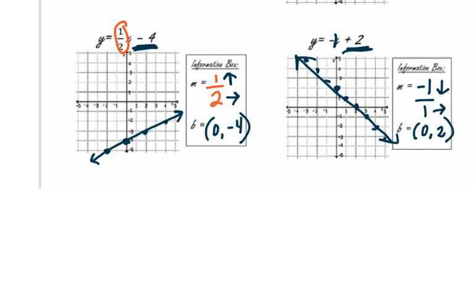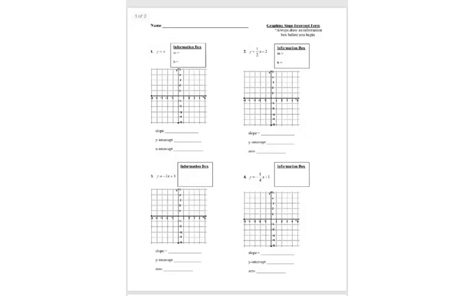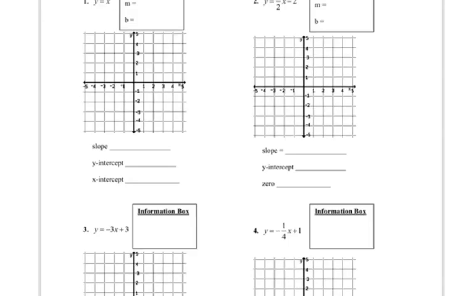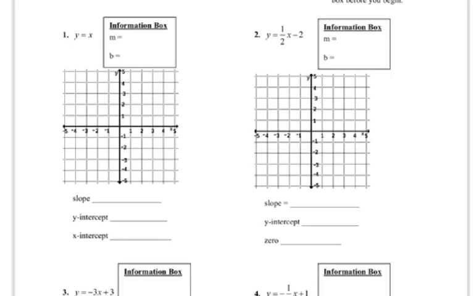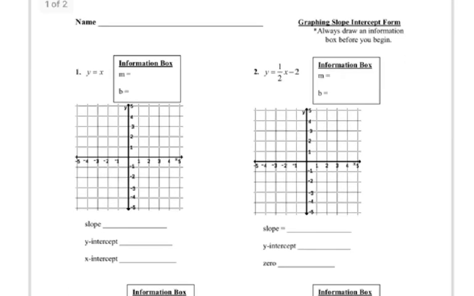So let's look at the next page, where we're going to do the exact same thing, except we have some words that we're going to answer here at the end. So flip over to the back and find this page for me. So what it says is when you graph slope-intercept form, it is very helpful to draw an information box before you begin. So in these examples, I gave you an information box that you can use. So we use this because we need to figure out what M is, and we need to figure out what B is.